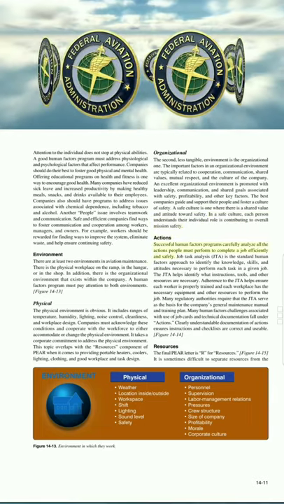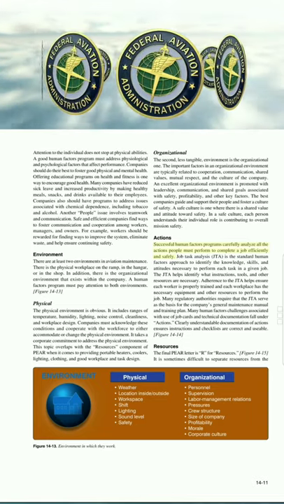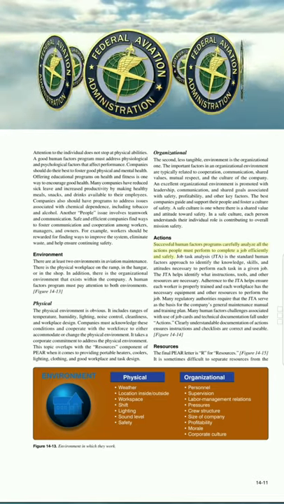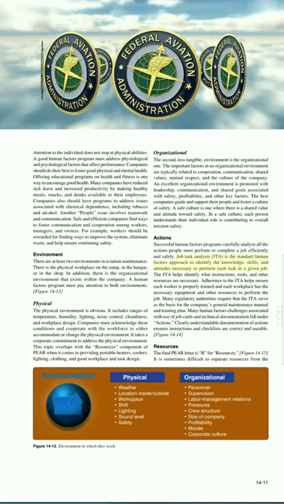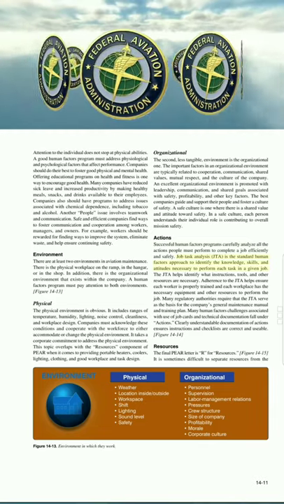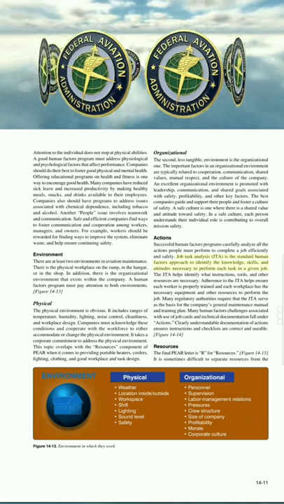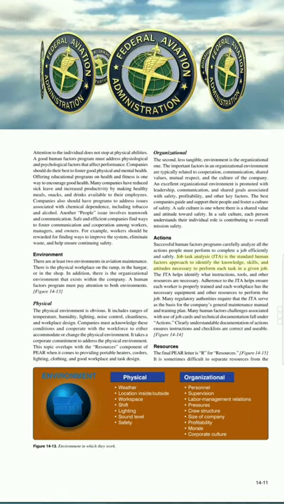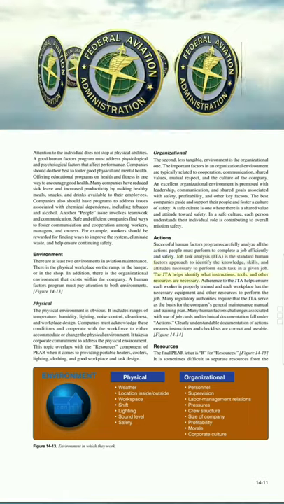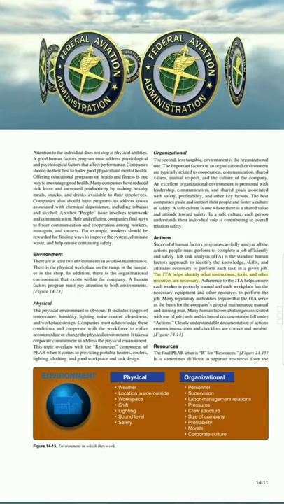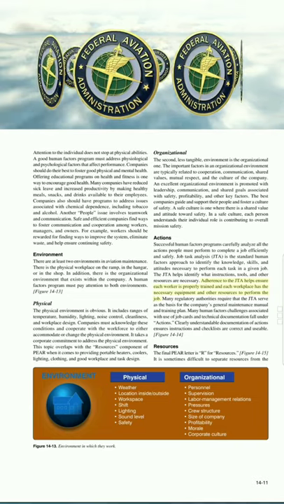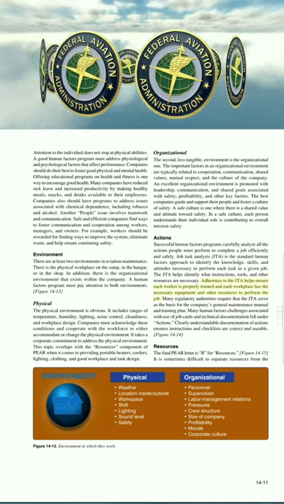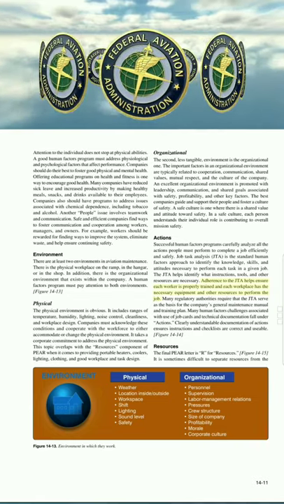Actions. Successful human factors programs carefully analyze all the actions people must perform to complete a job efficiently and safely. Job task analysis is the standard human factors approach to identify the knowledge, skills, and attitudes necessary to perform each task in a given job. It helps identify what instructions, tools, and other resources are necessary. Adherence to the JTA helps ensure each worker is properly trained and each workplace has the necessary equipment and other resources to perform the job.